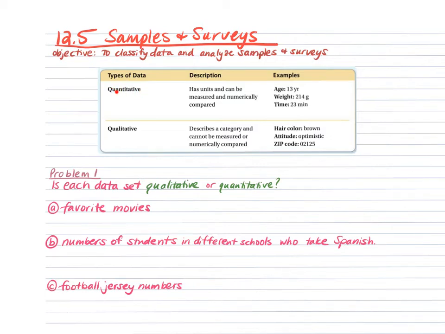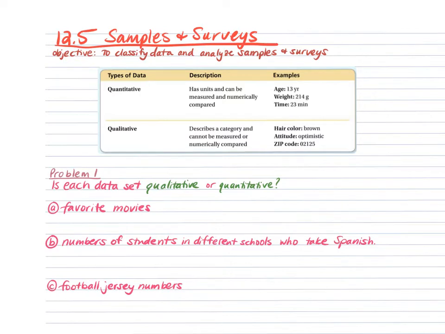There's quantitative data, which is data that has units and can be measured and numerically compared. And then qualitative is going to describe a category that cannot be measured numerically. So an example of quantitative would be their age, 13, weight, 214, time, 23 minutes. Qualitative is, again, category like hair color, brown, attitude, optimistic, zip code.